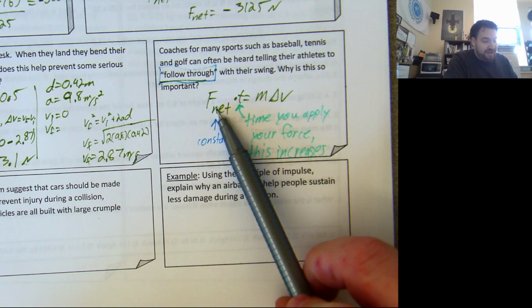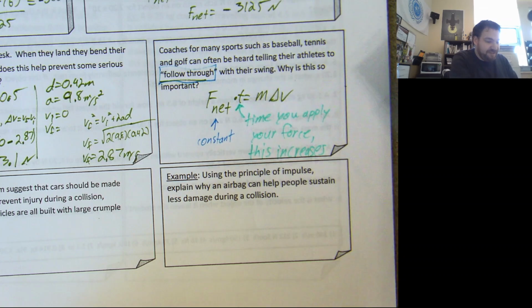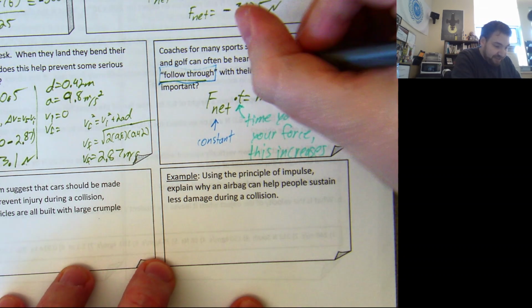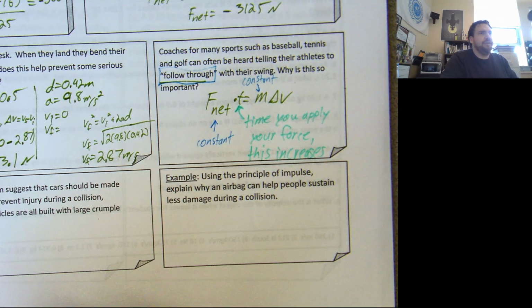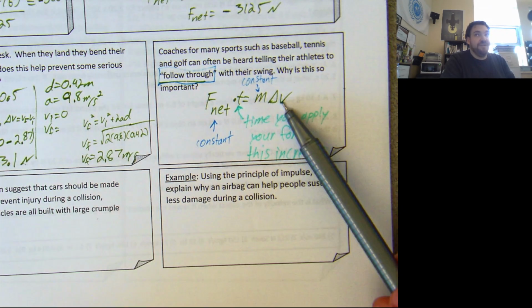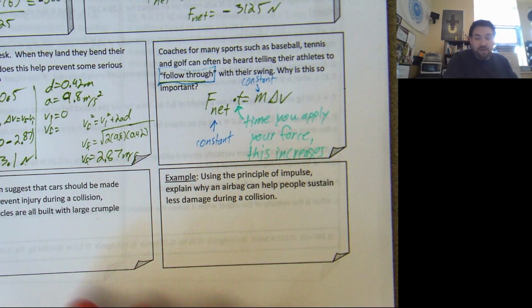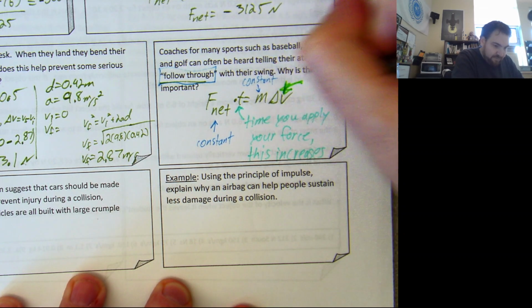If the force remains constant, the time increases, and the mass is also constant, because you're not changing the mass of the ball. That would be weird. You hit the baseball and it becomes heavier. If the time's increasing and these two are constant, what's that going to do to your delta V? It's going to be bigger. It's going to be increasing as well. This increases. Sorry, that guy increases.